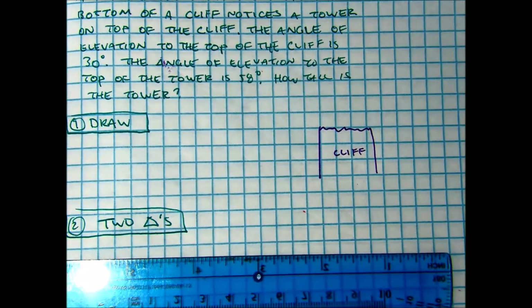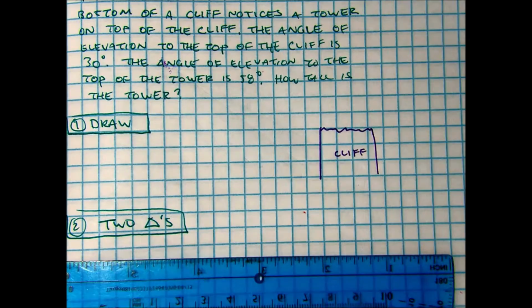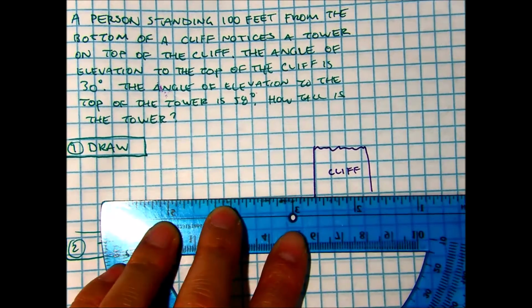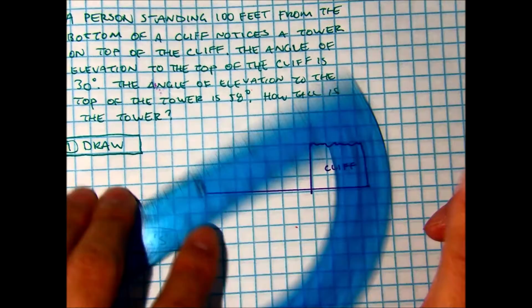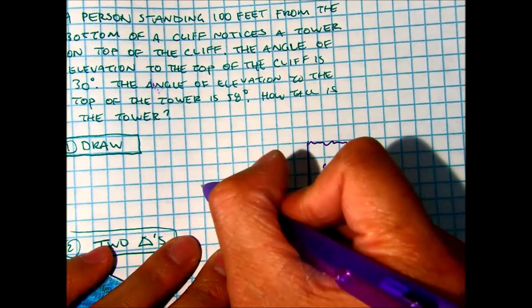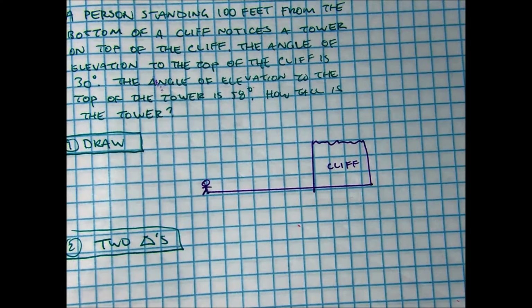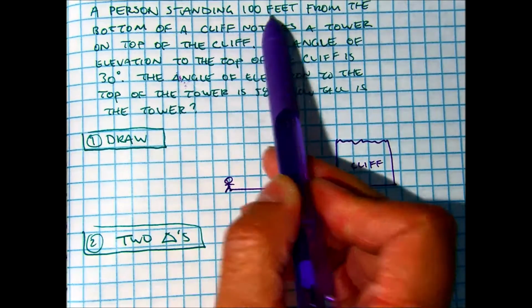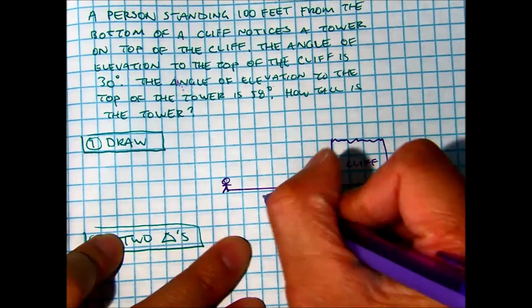You can't see. A person standing 100 feet away from a cliff. So stick figures are awesome because they give you a reference point of where you're standing. A person standing 100 feet away from the bottom or base or the foot of a cliff, so 100 feet.